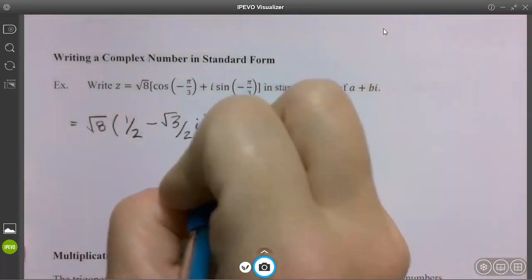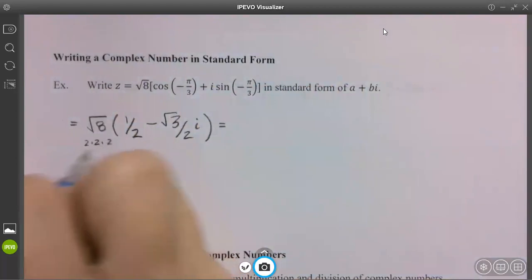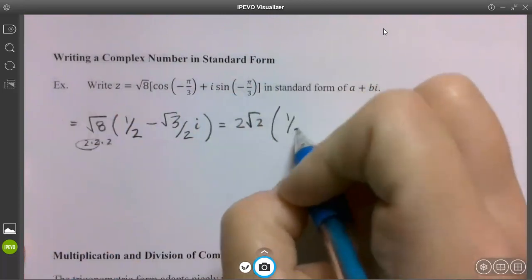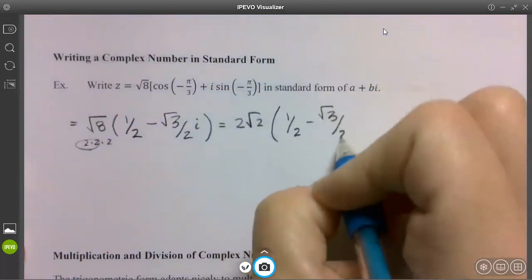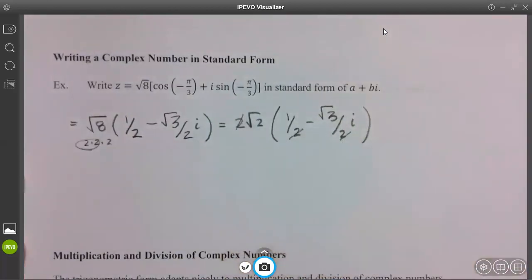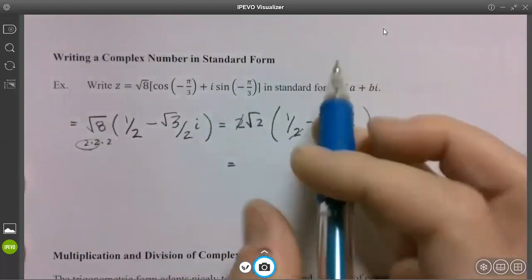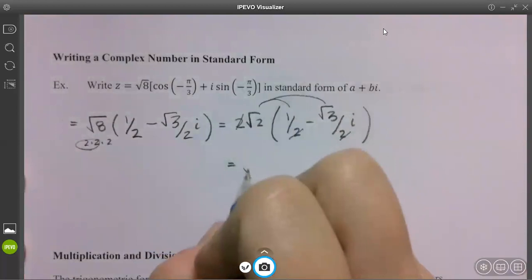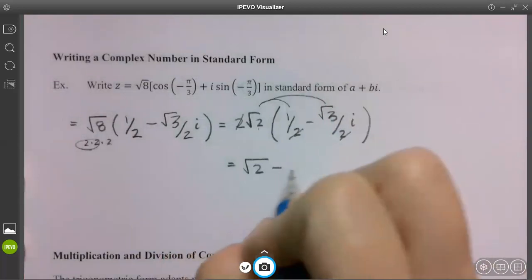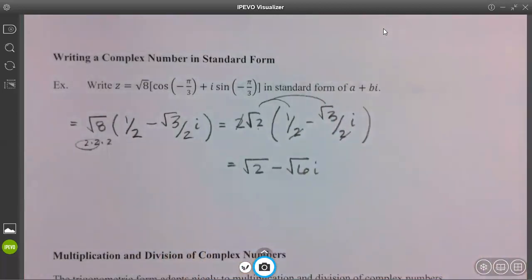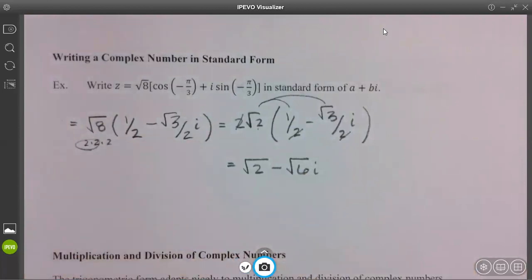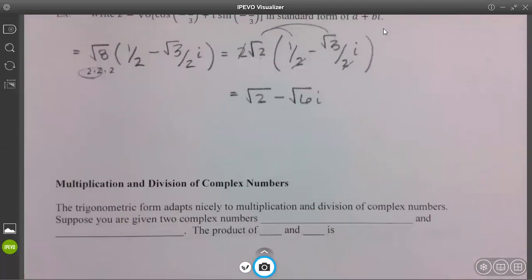When you simplify the square root of 8, this is 2, 2, and 2. So I have a pair of 2's and I left a 2. You get 1/2 minus the square root of 3 over 2i. Your 2's will cancel out. And then you can distribute your square root of 2. So square root of 2 times 1 is square root of 2. Square root of 2 times the square root of 3 is the square root of 6i. And again, I got these from the unit circle. So just use your cheat sheets so that will help you out.